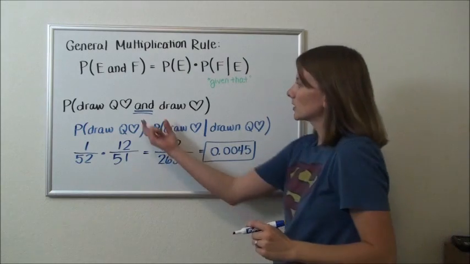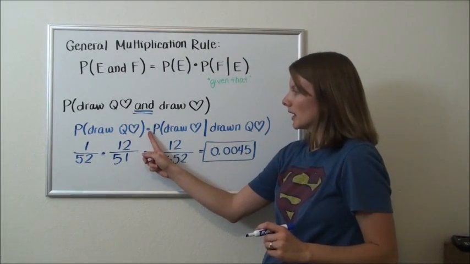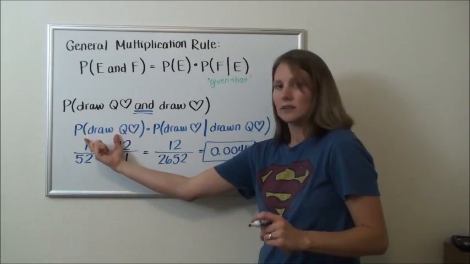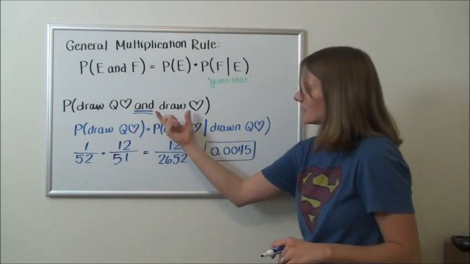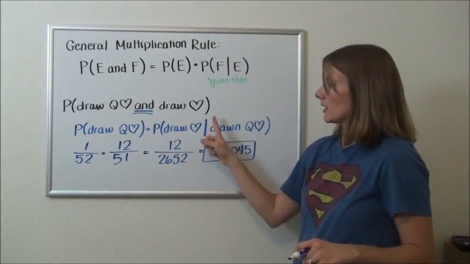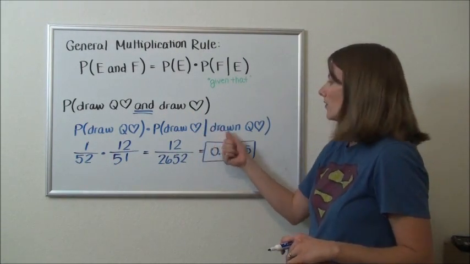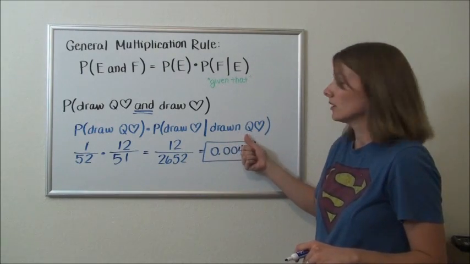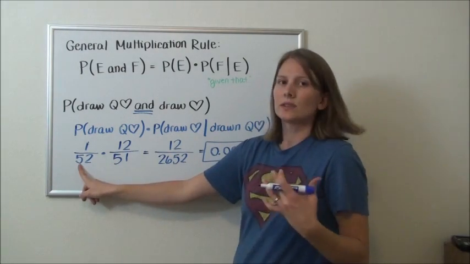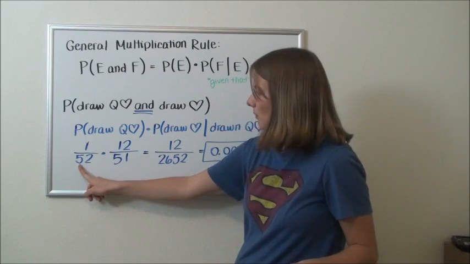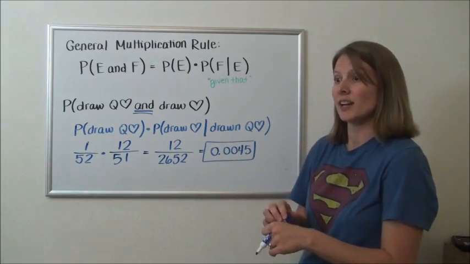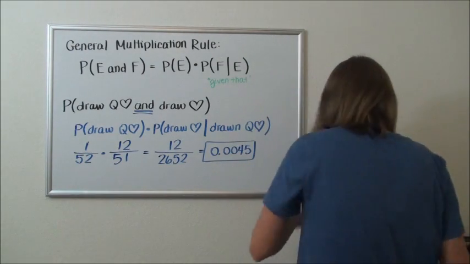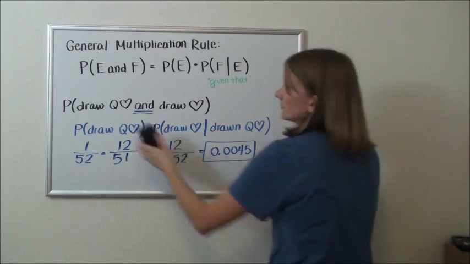So again, big picture is that "and" is turning into multiplication. The first event, you basically just bring it straight down. It's the second event that is conditional upon the first event having already happened. So the first part always is standard and kind of the same as what we've been doing. It's this second piece that changes. All right, let's look at another one.